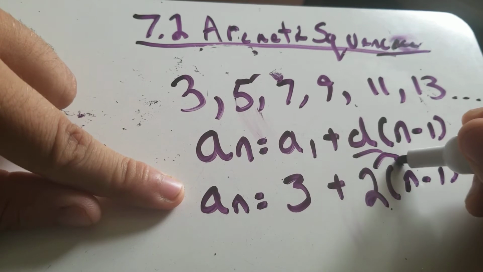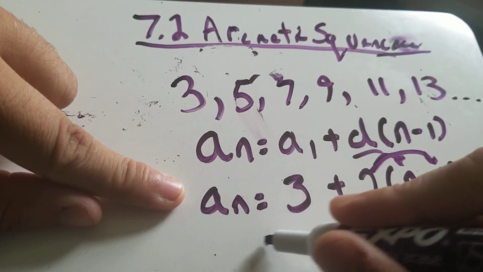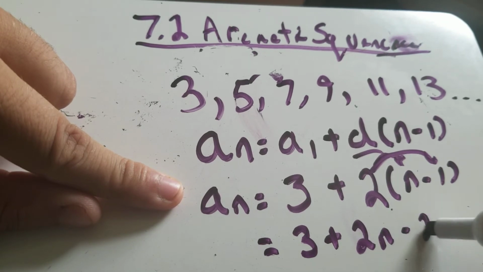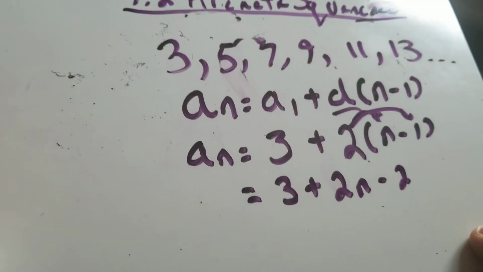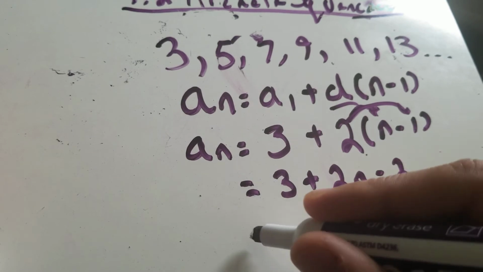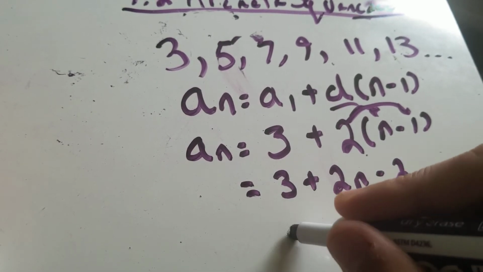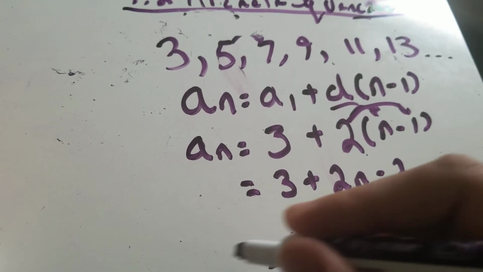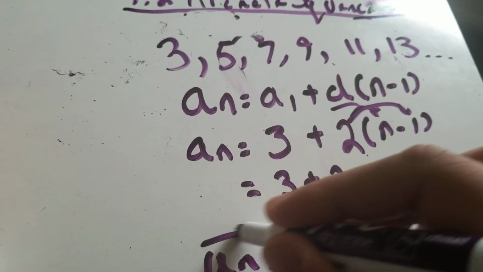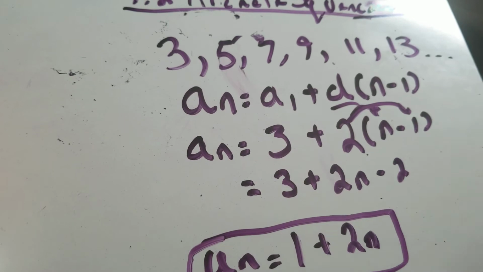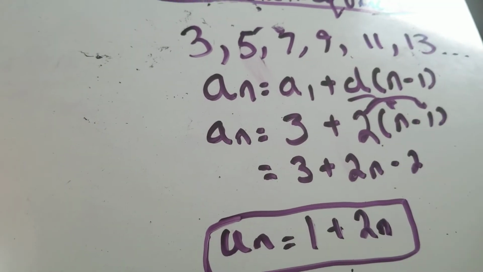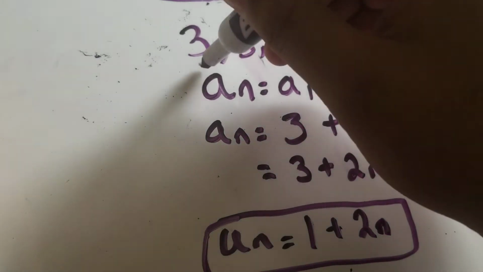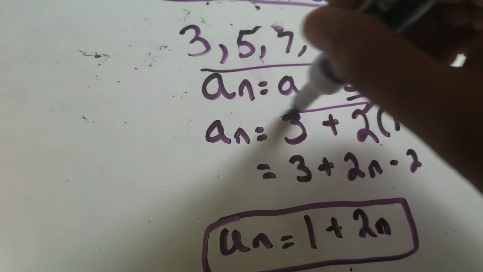I'm going to distribute the 2 to everything. So it's 3 plus 2n minus 2. Combine like terms. 3 minus 2 is 1. 1 plus 2n. You could write 2n plus 1, that doesn't matter. Equals A of n. So this right here would be the equation for the sequence. And this is how we're always going to find the equation for an arithmetic sequence. So this equation right here is pretty important, okay?